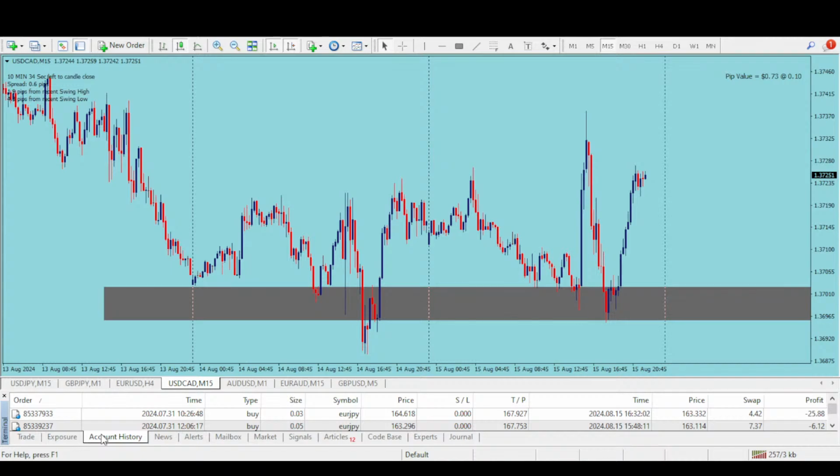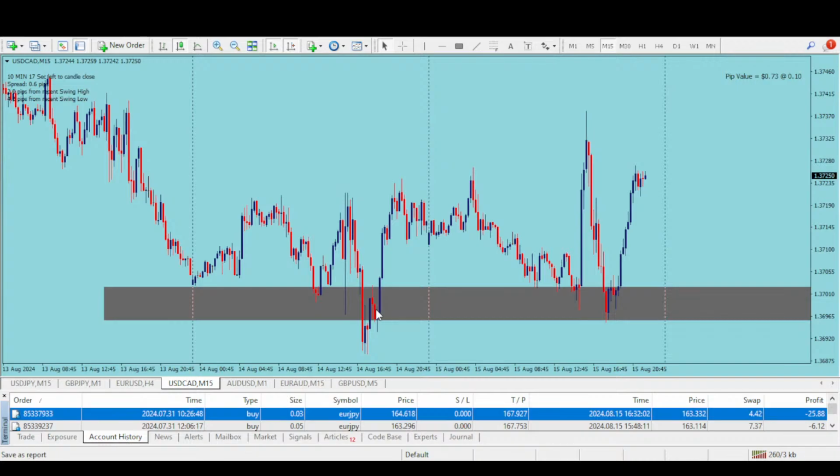Oh my God, where is it? Where is it? I'm trying to get my entry where I entered that trade. Okay, custom. I'm looking for today.